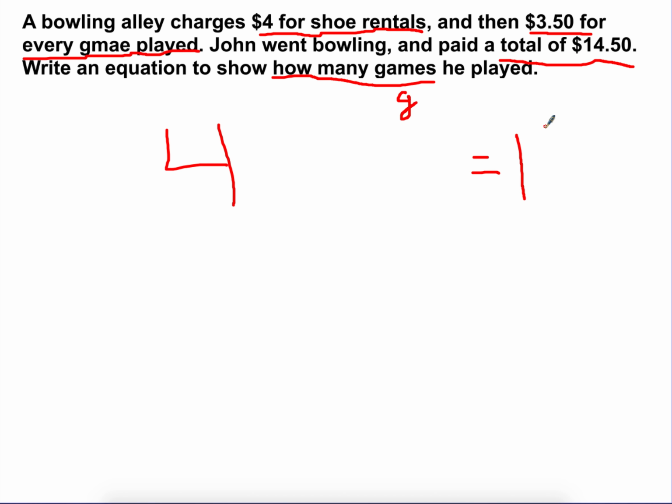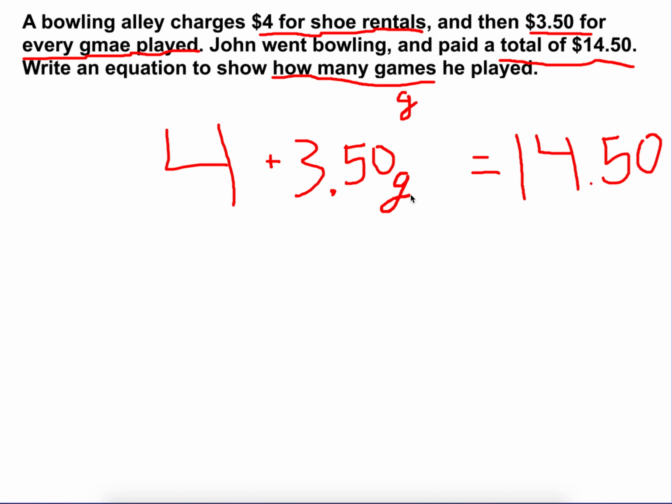So my total is going to be on the right-hand side of my equal sign. I'm having difficulties writing today, guys, so bear with me. So I've got my $4. I'm going to add that with how much you had to pay per game. It's $3.50 per game. That word per is a really important word because it means multiplication or division, but in this case it means multiplication, because I'm going to take the amount of games I play and multiply it by $3.50 to get my total.